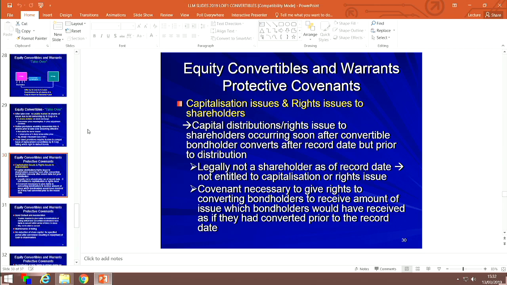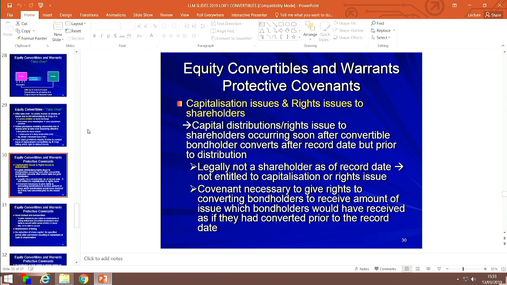So to put the convertible bondholder who is converting on par with existing shareholders, because it's not legally a shareholder at the time of the capital distribution's record date, there is a condition in the convertible bond which provides that the issuer will treat converting bondholders as if they were shareholders, even though the record date of the capital distribution is before the date of conversion. Now, as you might have guessed, that means that there has to be a board resolution of the issuer of the convertible agreeing to this, because after all, this would be an erosion of the rights of existing shareholders, because convertible bondholders who are converting are getting capital distributions when they're actually not shareholders as of the record date.